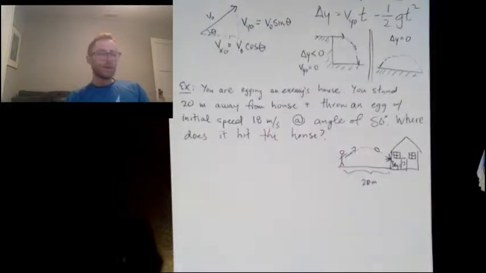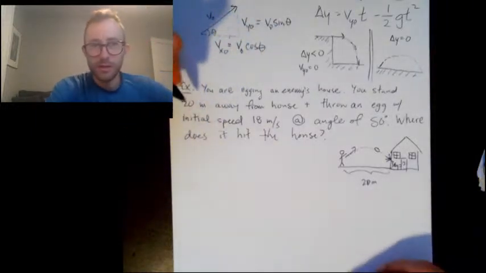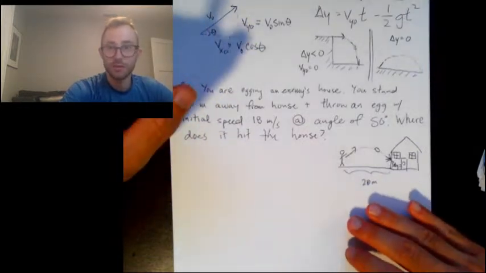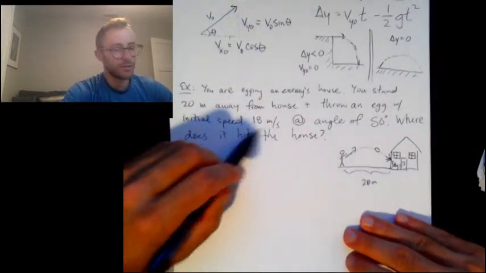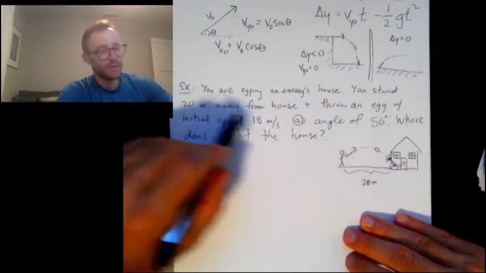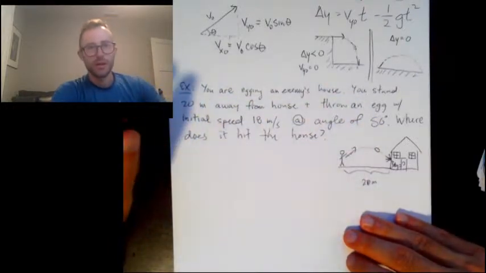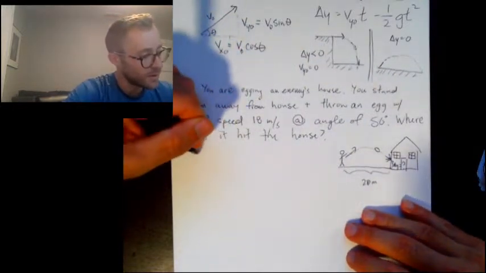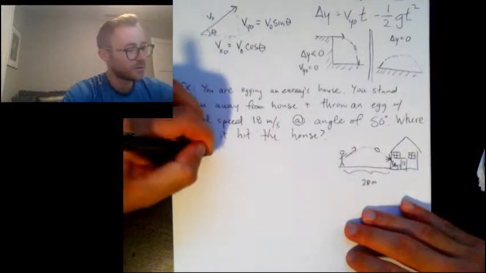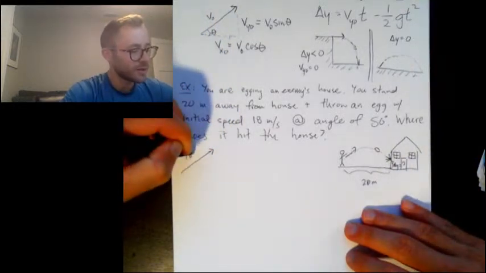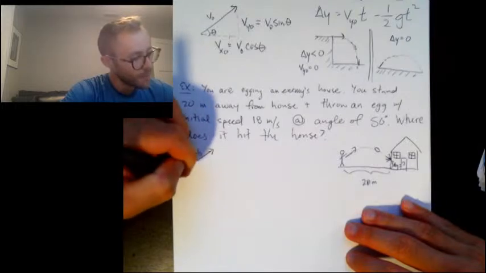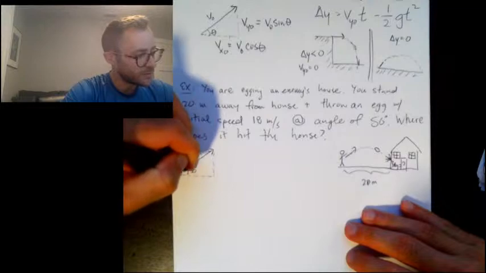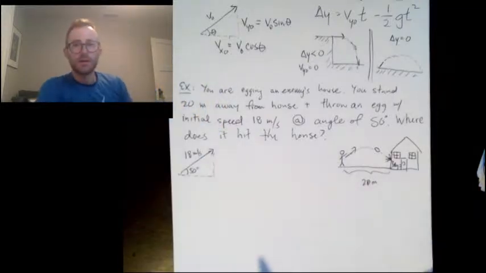So the first thing we want to do with any projectile motion problem where the projectile is launched at an angle is take that initial velocity, so 18 meters per second at 50 degrees, and break it up into components, the initial y velocity and the initial x velocity. So we have 18 meters per second at 50 degrees.